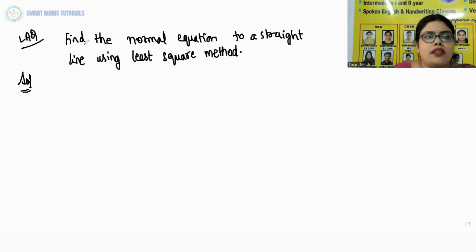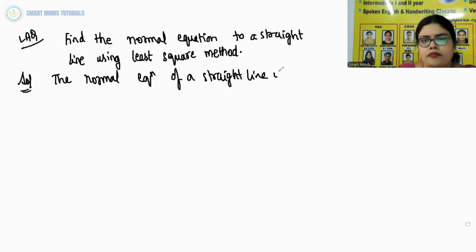Now let us take LAQs from statistics. This is the important LAQ: find the normal equation to a straight line using least square method. So first let us write down the normal equation of a straight line. The equation of a straight line is y = a + bx.